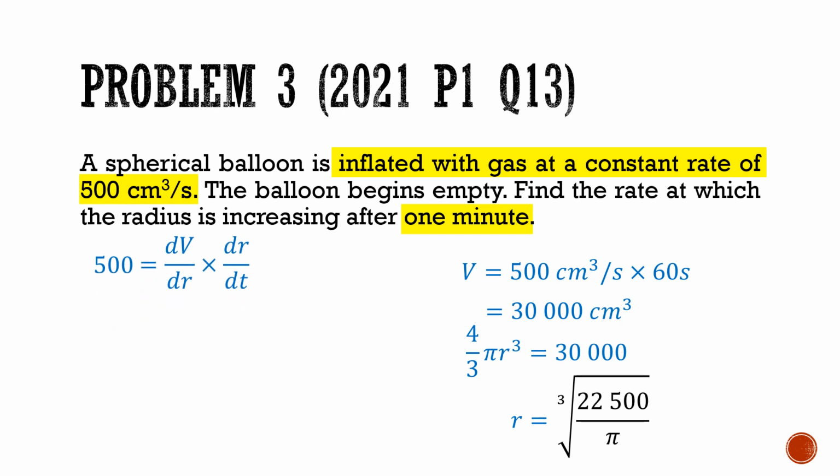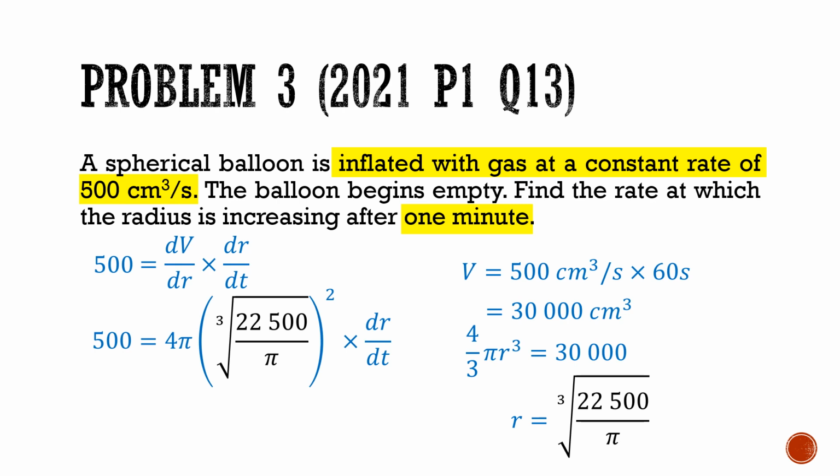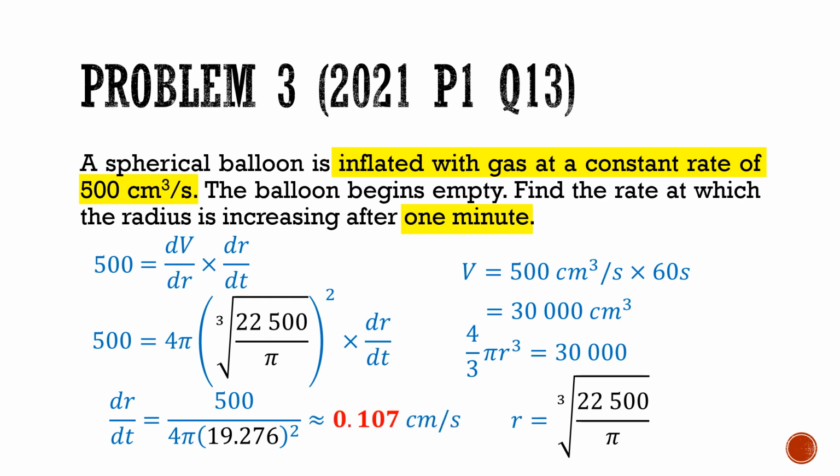So now we can go back to the chain rule, and this time we'll plug in dV/dr to be 4πr² with the r that we've just calculated. So making dr/dt the subject, we'll get 500 over 4π times 19.276 squared. That's the calculation for the radius. We just have to press the calculator again, and we'll get 0.107 cm per second. So for these types of questions, don't forget to put the correct units.